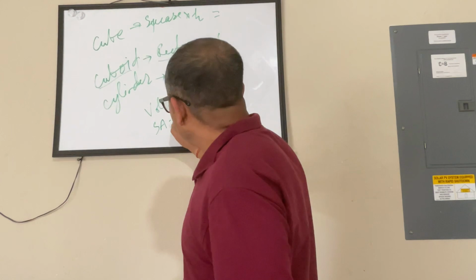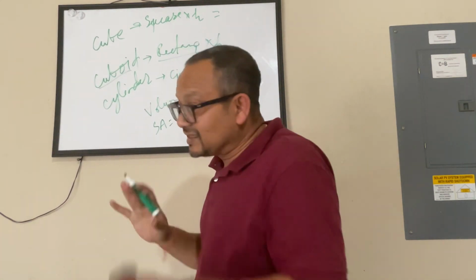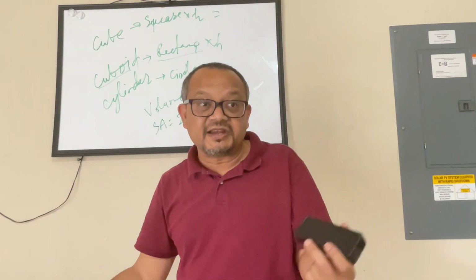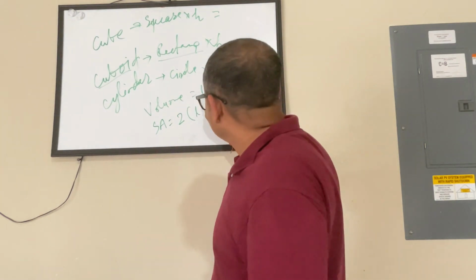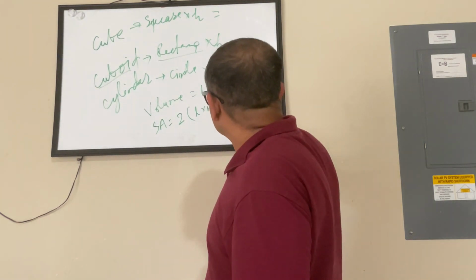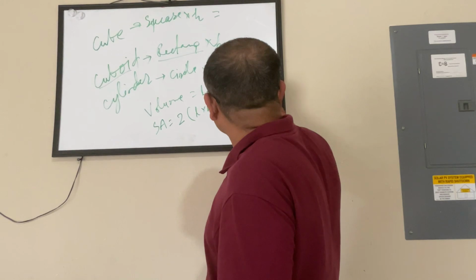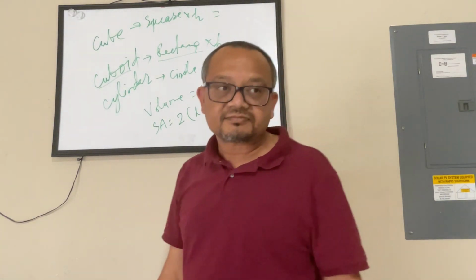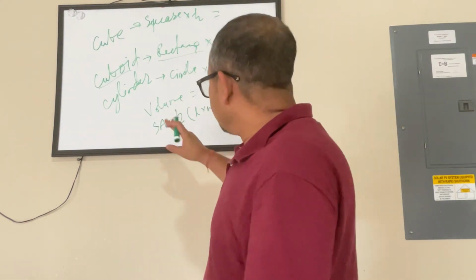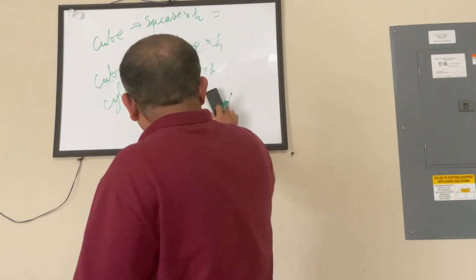Surface area will be, as I was saying, 2 times 3 matching sides, 3 different pairs. 2 times length into width plus width into height plus height into length. Okay? And then comes cylinder.